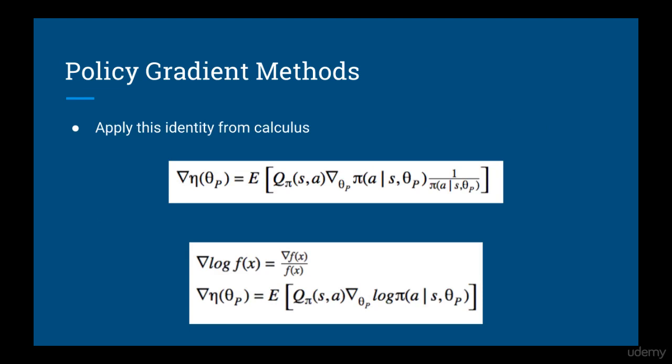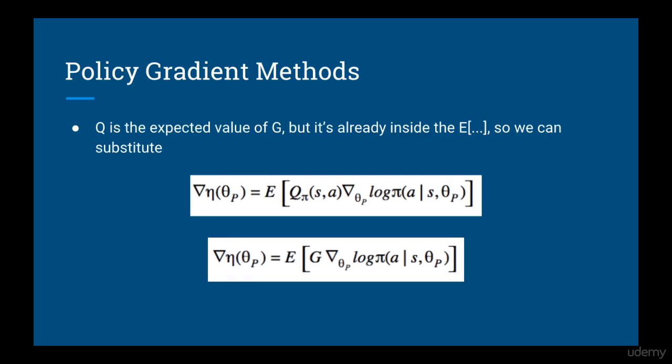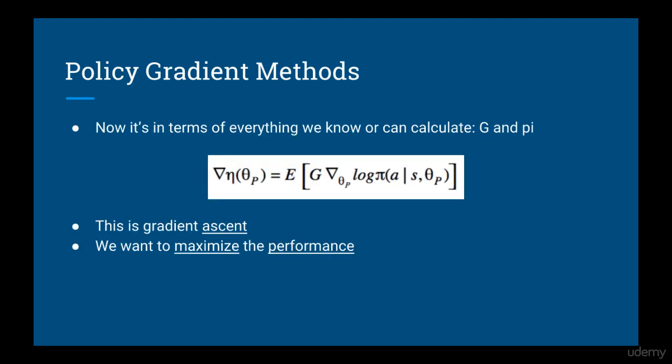What we can further do is use an identity from calculus. The gradient of log f is the gradient of f divided by f. The last step is to realize that q is actually the expected value of the return g, so we can replace that with g itself, since it all goes inside the expected value. Now we have an expression full of stuff we can actually use: g, which is the return we get from playing an episode, and pi, which is our parameterized policy.